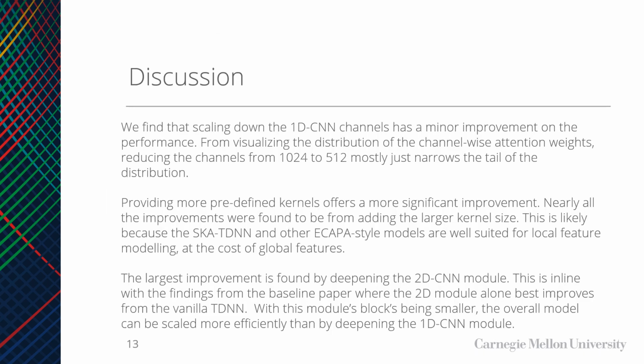From our results, we see that scaling down the 1D CNN channels has no degradation on the performance, and in fact just narrows the tail of the attention weights distribution. Providing more predefined kernel sizes offers a more significant improvement, and this improvement was almost entirely because of the larger kernel size. The largest single improvement was found by deepening the 2D CNN module, and this is in line with findings from the baseline, where this module alone provides the best performance from the vanilla TDNN.